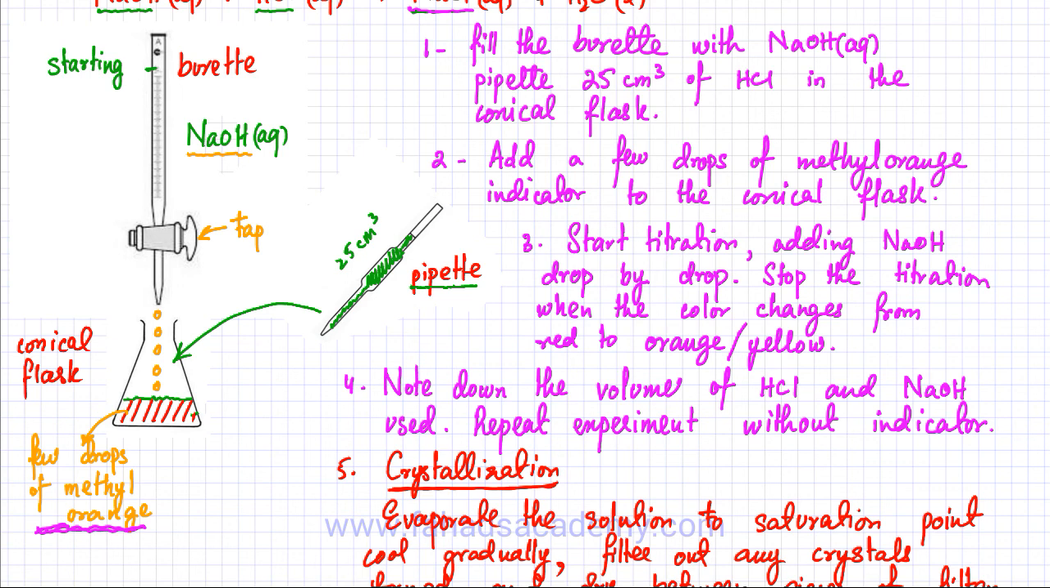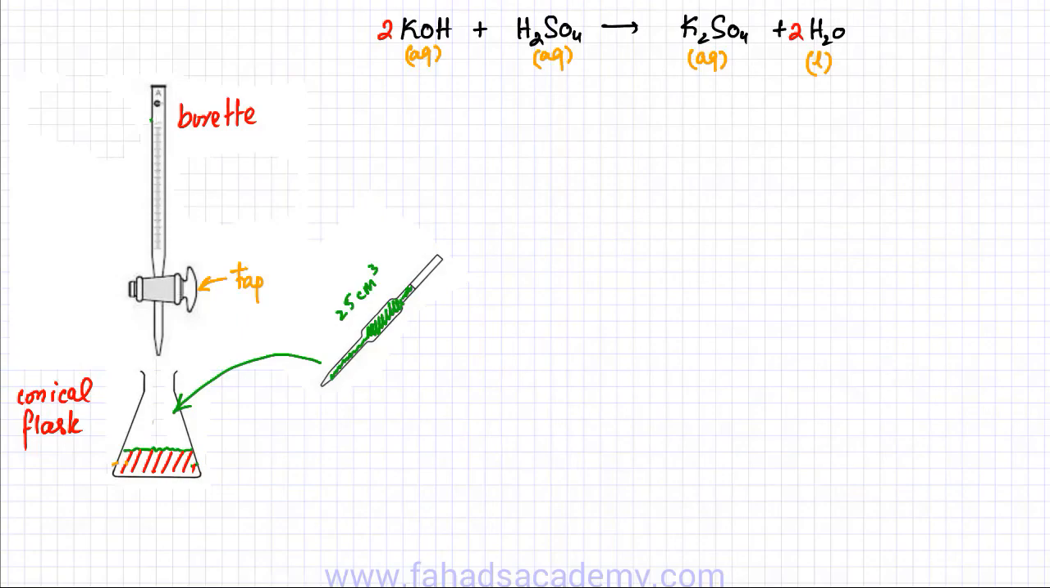I am now going to do another example of titration, and this time I'm going to take another reaction. I have potassium hydroxide reacting with sulfuric acid, and it's producing potassium sulfate and a water molecule, and all of them are aqueous. So whenever my salt is soluble and my reactants are also soluble, I'm going to use the titration method. And again, I'm going to take a burette.